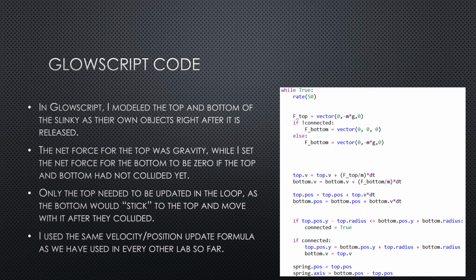So in GlowScript, I modeled the top and bottom of the Slinky as their own objects and then put a spring in between them. The net force for the top was gravity, and the net force for the bottom was set to just be zero, since tension and the force of gravity, equal and opposite, canceled out. Only the top needed to be updated in this loop, because I made it so the top and bottom would stick together after they collided, so the top wouldn't just go through the bottom and keep falling. And then I used the same velocity and position update formula as we have in every other lab.